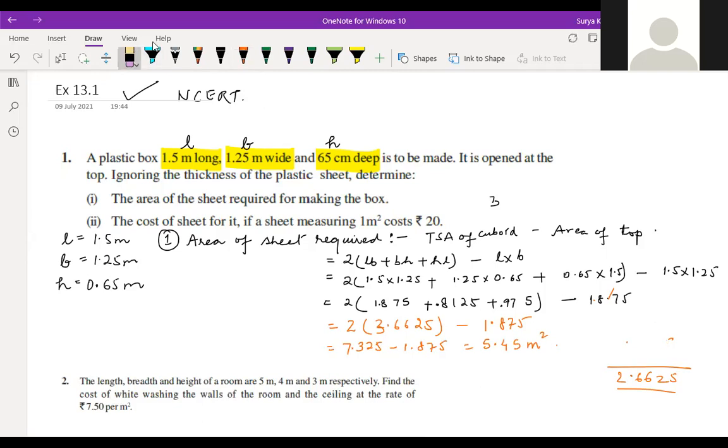Is what we did clear to everyone? Could you give me a minute to solve it once? Fine, you can just solve. The next part of it is, you're solving in a different way, Nihar. Sir, I got the multiplication as 2.662.